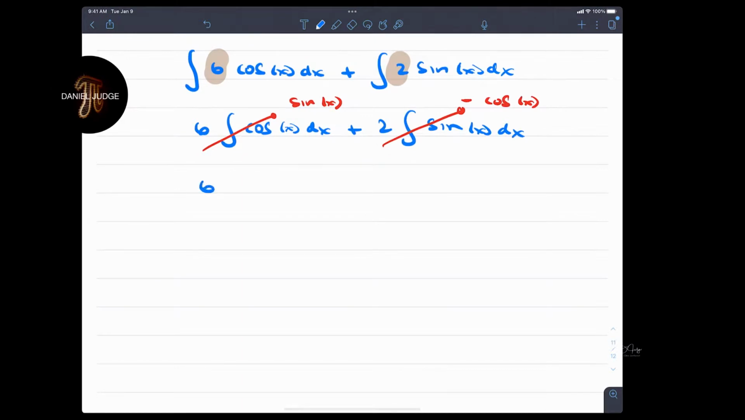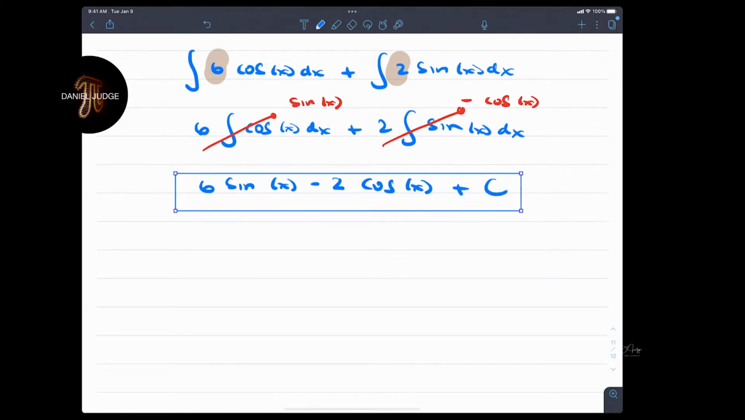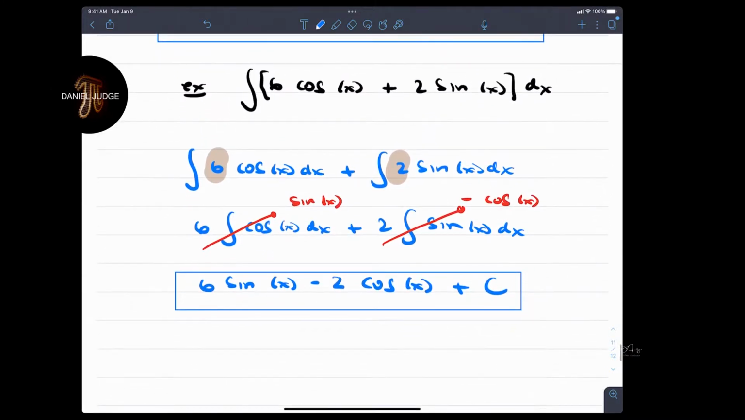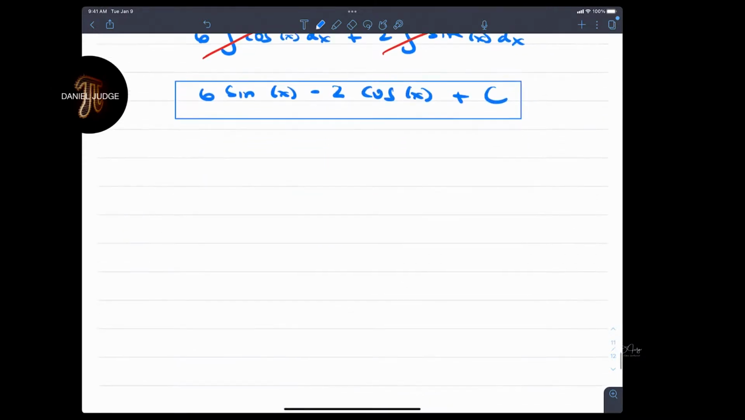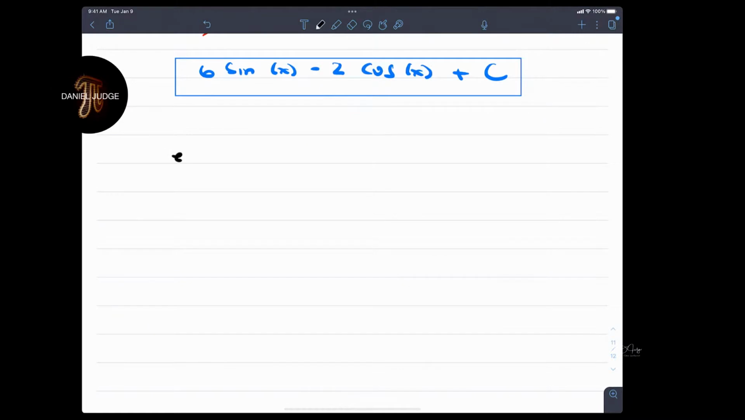So you get 6 sine. And this is going to be 2. It's going to become negative because you have a positive times a negative. And don't forget to add your constant at the very end, ladies and gentlemen. And there you go. This is how we find some of these values here. And so now we can get some other interesting kind of questions here.